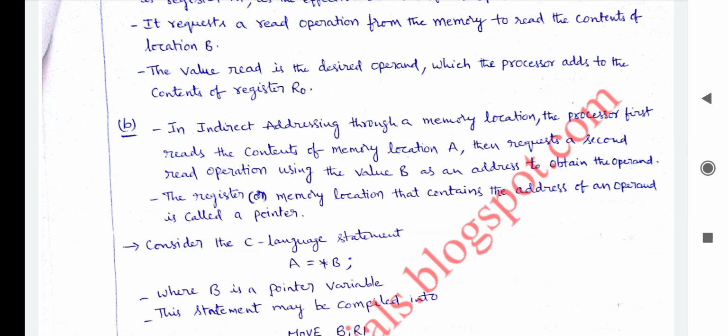The register or memory location that contains the address of an operand is called a pointer. Already told you, a pointer is a variable which stores the address of another variable. Consider the C language statement A equals star B. Star B means B is a pointer variable and A is an ordinary variable. Star always represents a pointer variable.